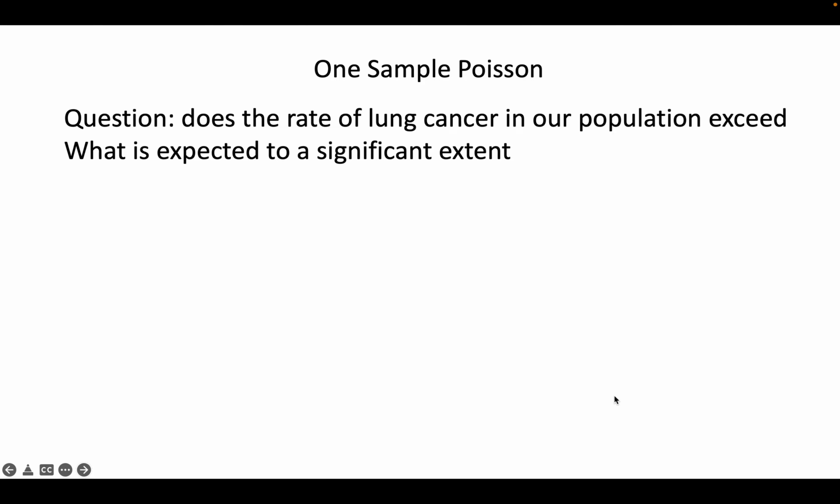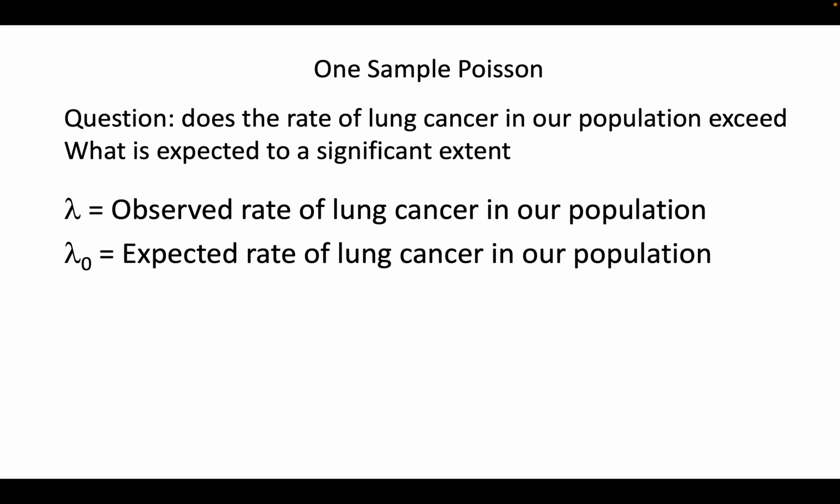So if we have a question like, does the rate of lung cancer in our population exceed what's expected to a significant extent, now we're getting into hypothesis testing. Our observed rate is just represented by lambda. There should be a hat there. And the expected rate we're calling lambda naught.